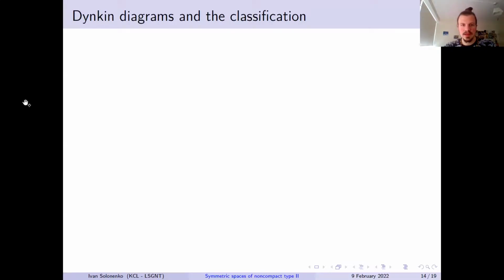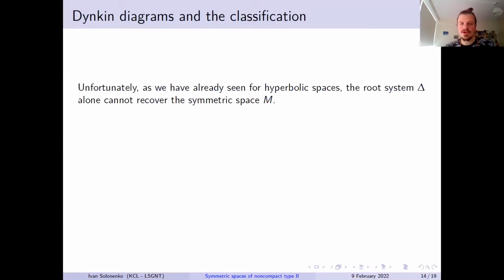So unfortunately, as we have already seen for hyperbolic spaces, the root system delta alone does not recover the symmetric space M. So remember that for complex semisimple algebras, you can recover the entire algebra by just the root data and basically by its Dynkin diagram. Here it's no longer the case, because you remember for complex hyperbolic spaces, or for quaternionic hyperbolic spaces of any dimension, or for the Cayley hyperbolic plane, the root system is just BC1, regardless of which space we take.